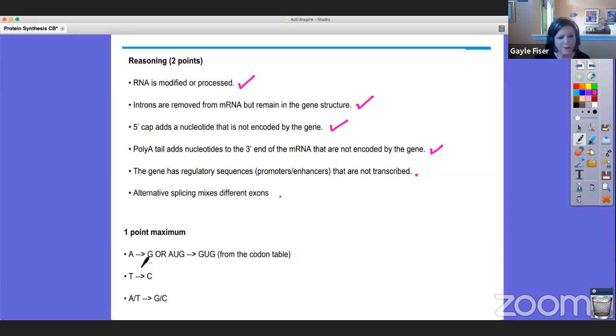Now let's look at the bottom. We have A to G because it was AUG to GUG, and also you could have said T to C, or you could have said the combination of the two, the A/T or the G/C.